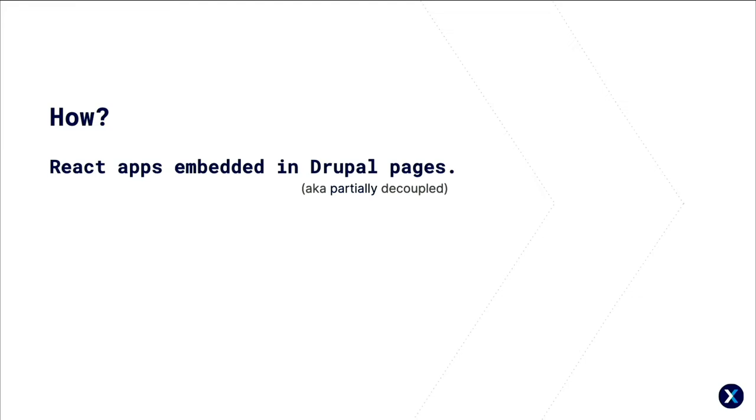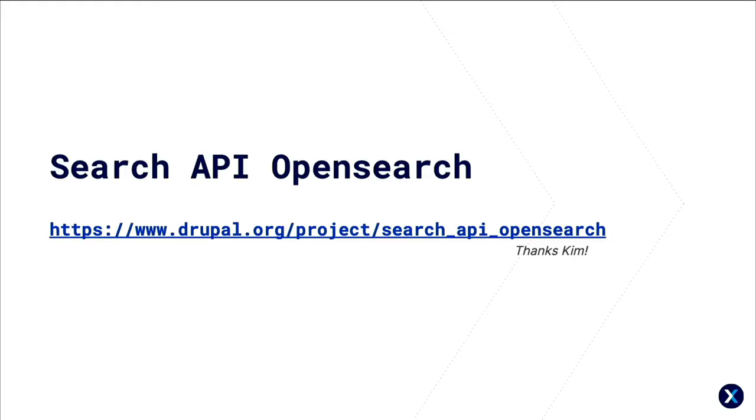We wanted really, really fast search, and we wanted to avoid round trips to Drupal for querying and filtering and sorting. And it also allowed us to avoid using views entirely. If anyone's ever used views for search interfaces, you'll know they're a bit of a nightmare, and theming can be really, really rough. So we went with the Search API OpenSearch module, which our very own Kim Pepper wrote.